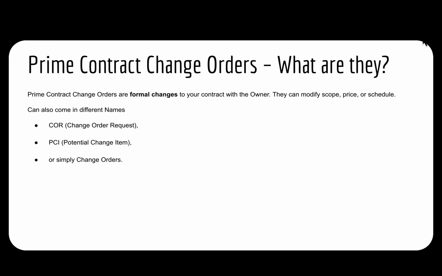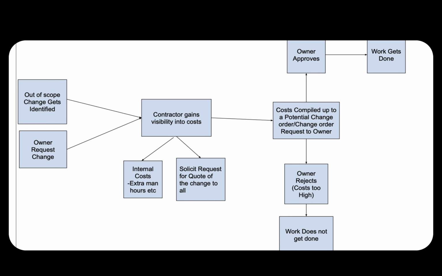Prime contract change orders are formal changes to your contract with the owner. They can modify scope, price, or schedule. Different companies call them by different names. They could be change order requests or something else. No matter what you call them, the path is usually the same.